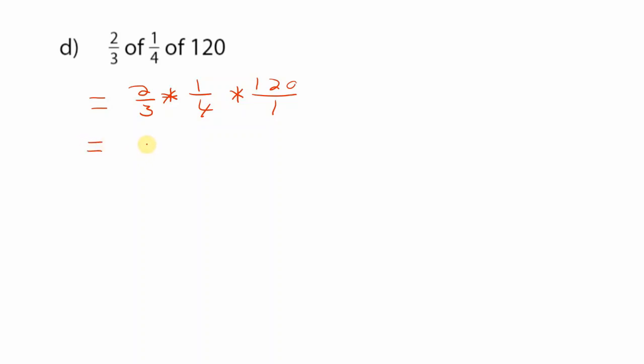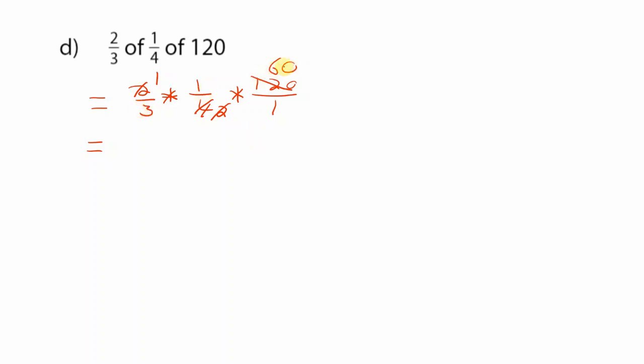Let's first see if we can cancel some things. Well, 2 and 4 we can cancel. 2 can go into itself once. 2 can go into 4 twice. Well, 2 and 120 can cancel some parts. 2 can go into itself once. 2 can go into 120 60 times.